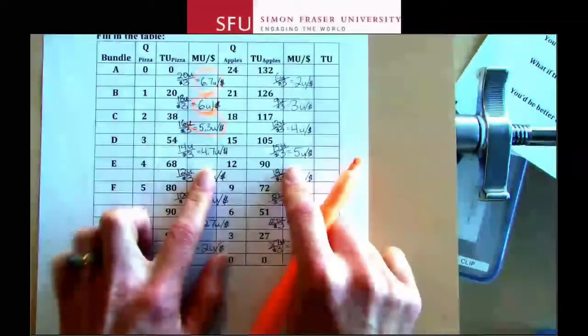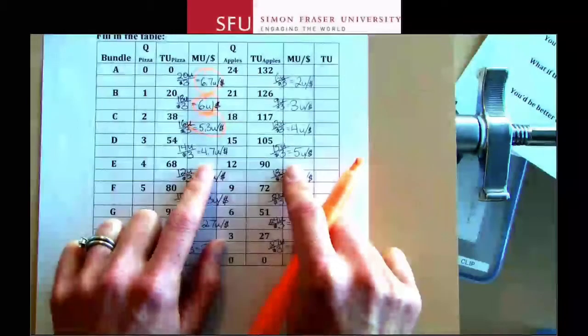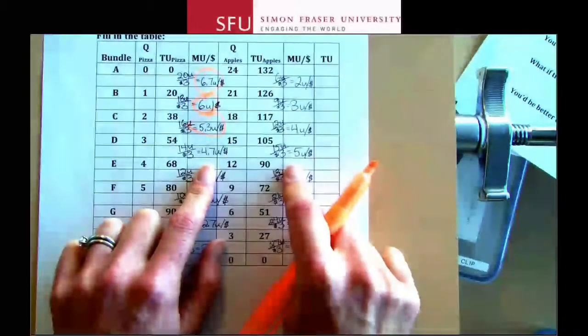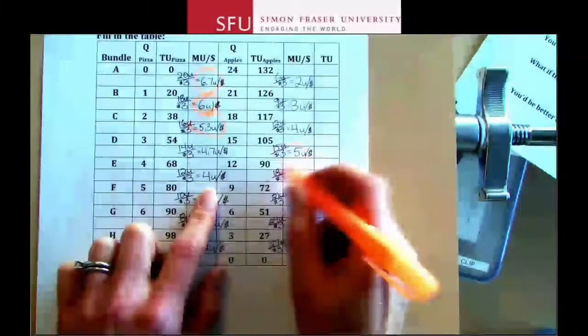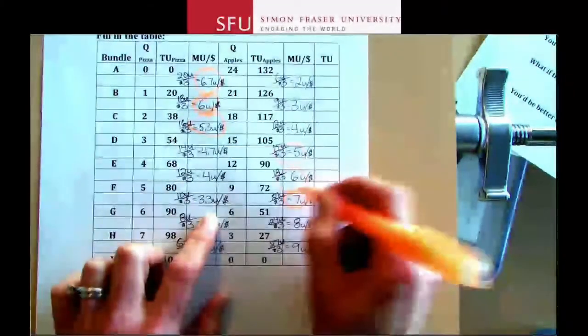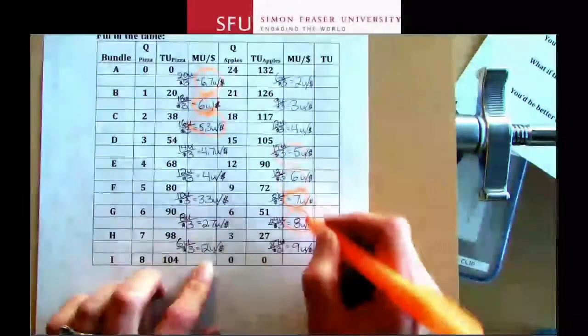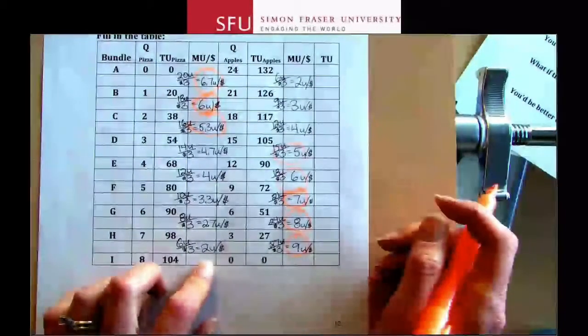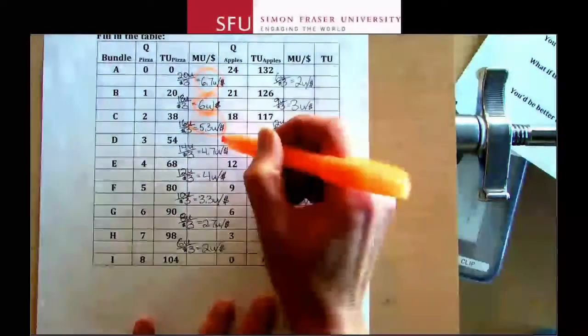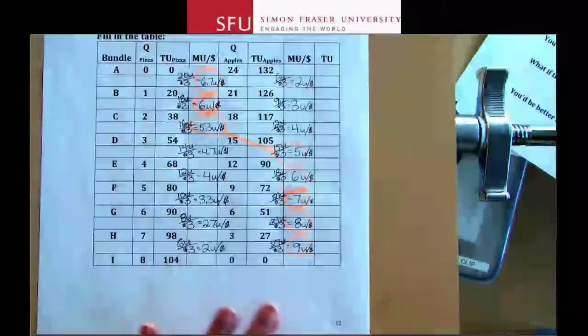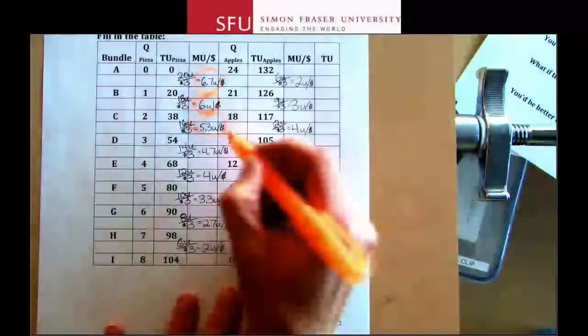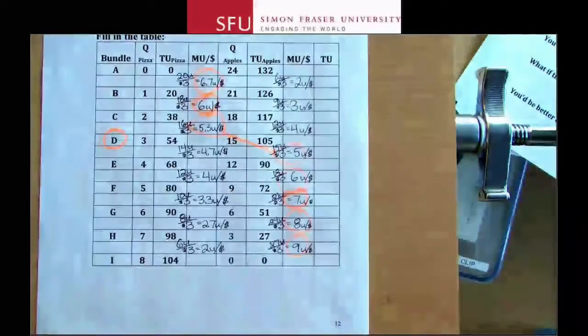But then once we get to the next set of numbers, now the apples are giving them more utility per dollar. 5 is bigger than 4.7, and 6 is bigger than 4, and 7 is bigger than 3.3, 8 is bigger than 2.7, 9 is bigger than 2. Okay, so where we cross then, that's where the equilibrium is occurring, and that's at bundle D.